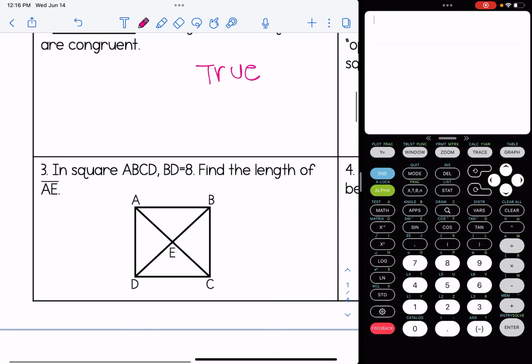Okay, number 3, in square ABCD, BD is equal to 8, and we want to find the length of AE. Well, in a parallelogram, the diagonals bisect each other. So if BD is 8, that means that it is split 4 and 4. And since the diagonals of a square are congruent, we already talked about that, diagonal AC is also going to be 8 and split 4 and 4. So that means that AE, the piece we're looking for here, has a length of 4.